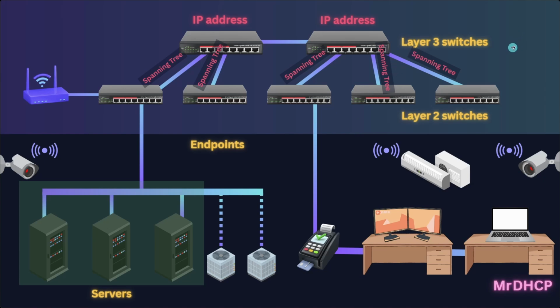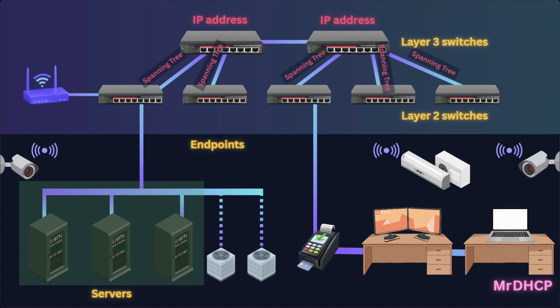Layer 3 switches are more capable switches. They have an IP address for VLANs they support and can forward traffic based on destination IP address. They can even form routing protocol neighborships with routers or other Layer 3 switches.